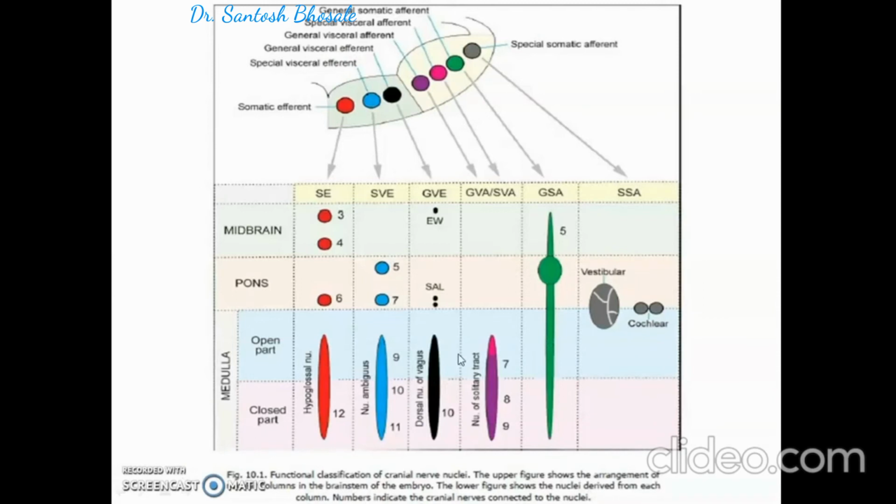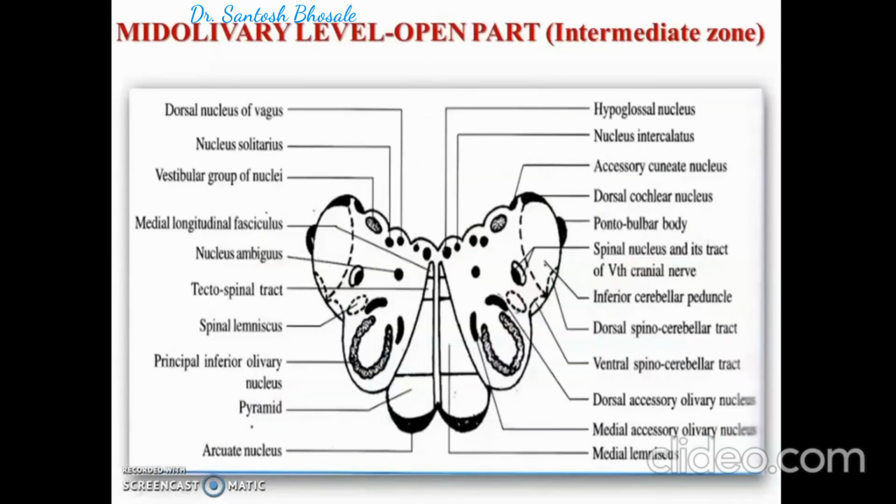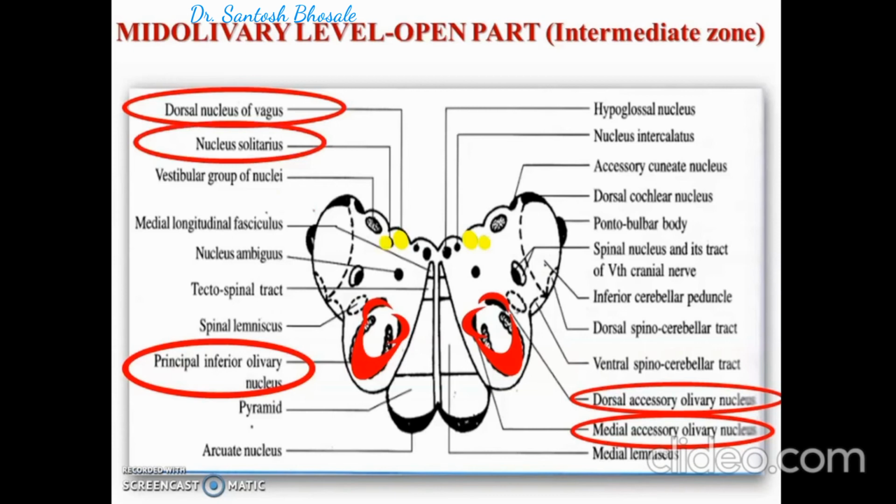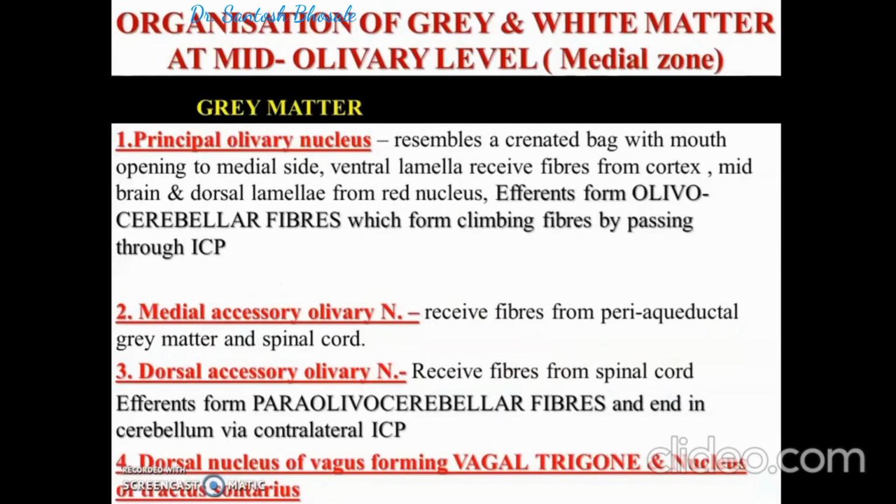So again you can see here what are the things you are seeing in the upper open part. In the medial zone I am talking, you are seeing the hypoglossal nucleus. Then in the intermediate zone beneath the olive you will see the olivary nuclear complex consisting of the principal inferior olivary nucleus, medial and dorsal accessory olivary nucleus. Then posteriorly you will see the dorsal nucleus of vagus and nucleus of tractus solitarius. So these are the nuclei you see at the mid-olivary level in the intermediate zone.